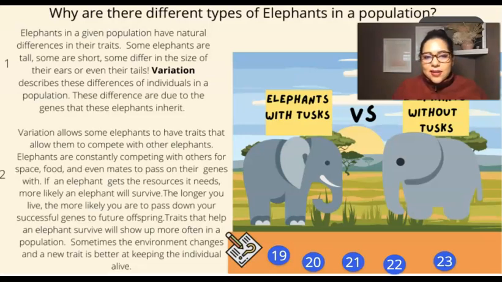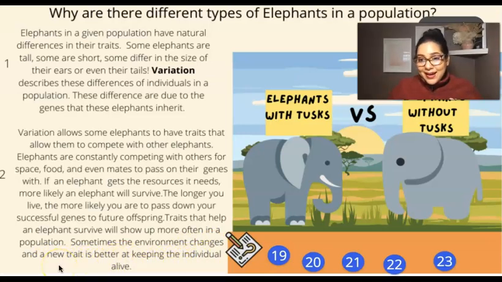Elephants are constantly competing with others for space, food, and even mates to pass on their genes with. If an elephant gets the resources it needs, more likely an elephant will survive. The longer you live, the more likely you are to pass down your successful genes to future offspring. Traits that help an elephant survive will show up more often in a population. Sometimes the environment changes and a new trait is better at keeping the individual alive.